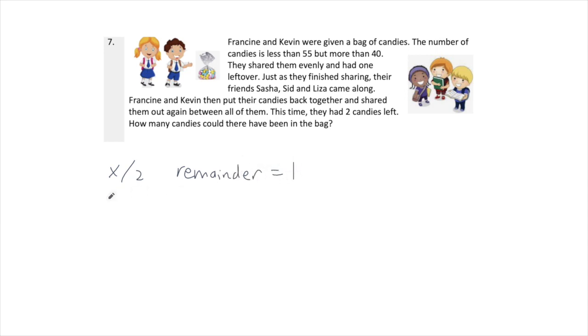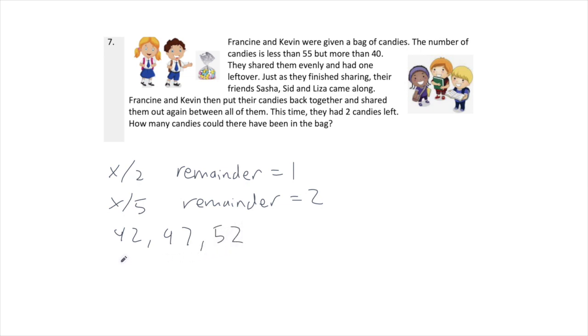We also know that if they split with their friends Sasha, Sid, and Lisa, there will be 2 left over. So we know that when x is divided by 5, there is a remainder of 2. From this information, we can find numbers that might work. For example, we can take a multiple of 5 and then add 2, and that would satisfy our second condition. So the numbers between 40 and 55 that satisfy the second condition would be 42, 47, and 52.